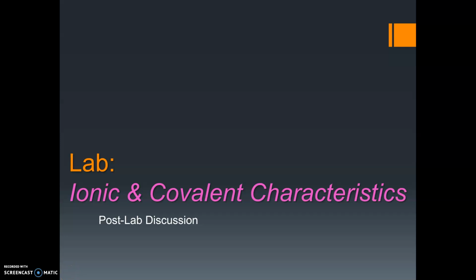Welcome everyone. We are going to be doing ionic and covalent characteristics today. This is going to be related to the lab that we're doing in class, looking at different substances and testing for their melting point, their solubility, and their conductivity. So this is all directly tied to that, but also gives an introduction to each of the different types of bonds, ionic and covalent.